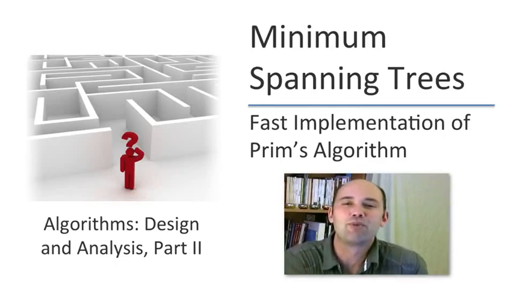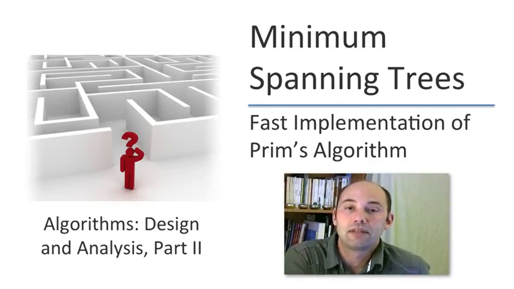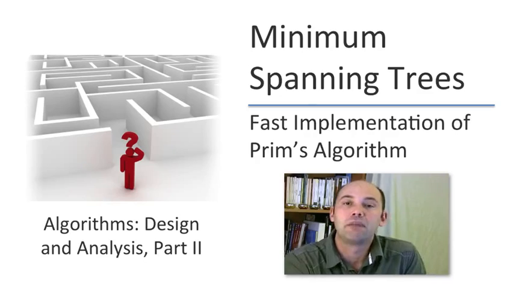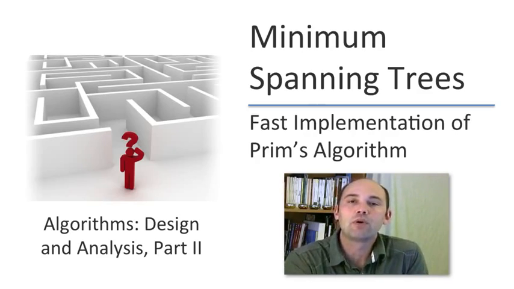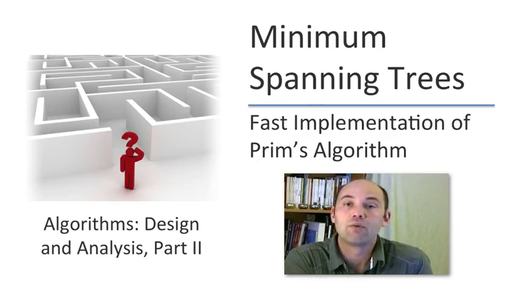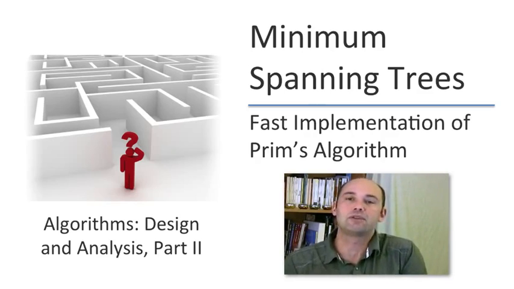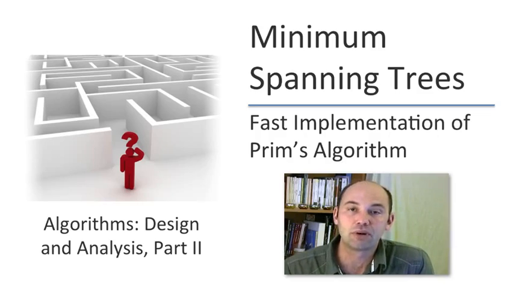So at this point, we understand Prim's algorithm, and we also know why it's correct. That is, why it always computes the minimum cost spanning tree of a graph. So in this video, we're going to turn to implementation issues and running time analysis. We'll begin by just analyzing the straightforward implementation of Prim's algorithm.